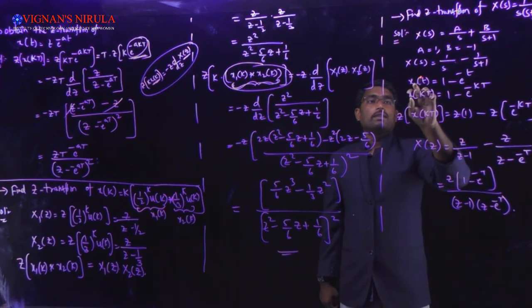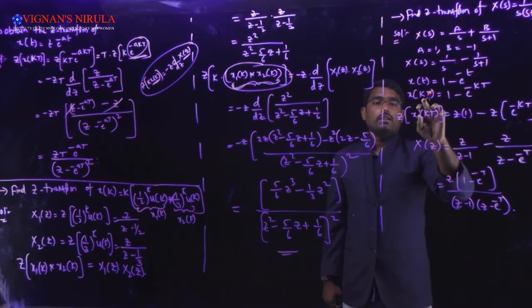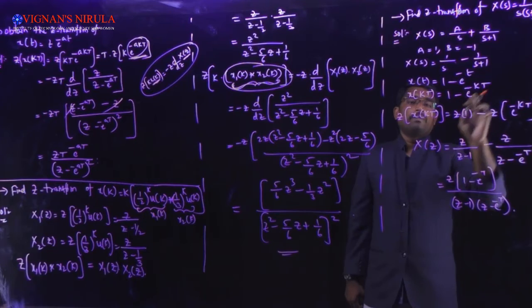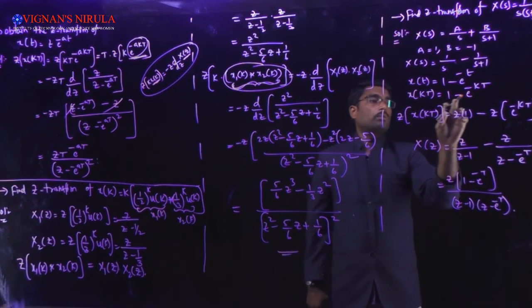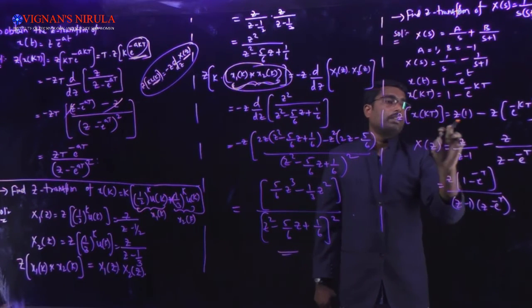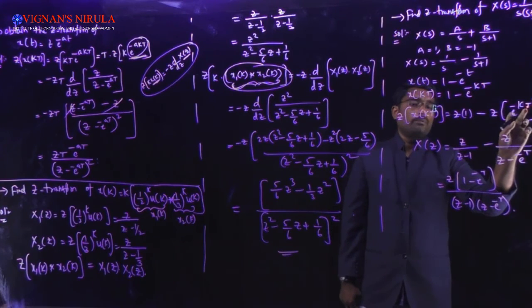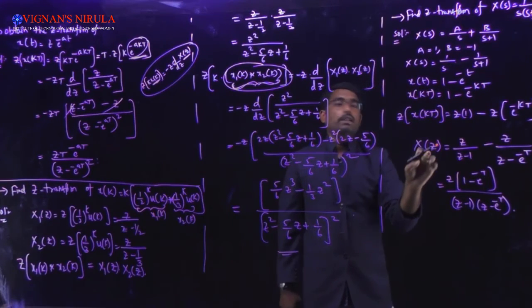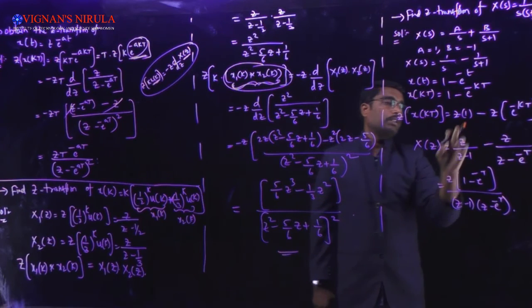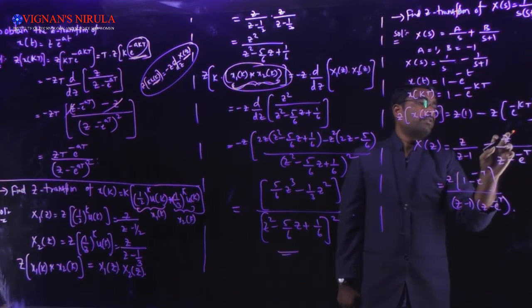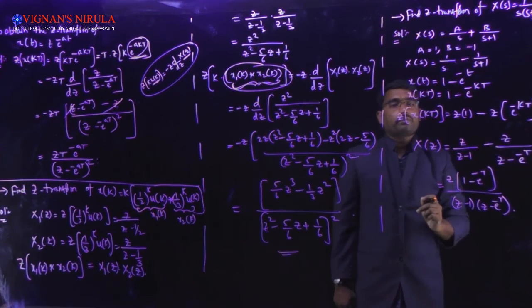Now we convert this continuous time domain into discrete time domain by simply putting t equals kt. X of kt equals 1 minus e power minus kt. Now applying the Z transform on both sides gives the Z transform of x of kt equals the Z transform of 1 minus the Z transform of e power minus kt. The Z transform of x of kt is x of z, and the Z transform of 1 is z by z minus 1, which we have solved in previous examples, minus the Z transform of e power minus kt.